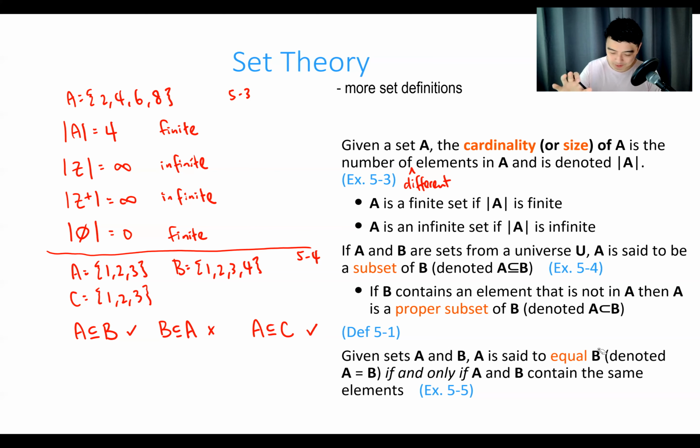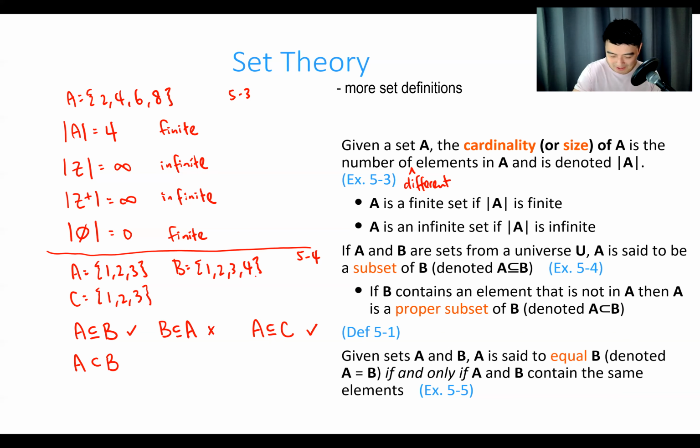So the first part of this definition is exactly the same as subset. Every element in A is also in B, and there's an extra element in B that is not found in A. Okay, so let's analyze. Can I say in this case that A is a proper subset of B? Yes, I can, because every element in A is found in B.